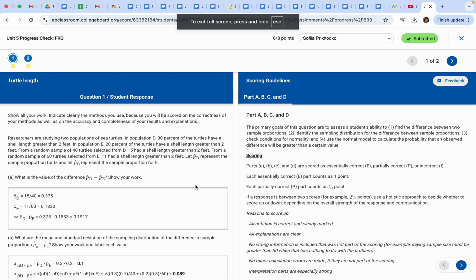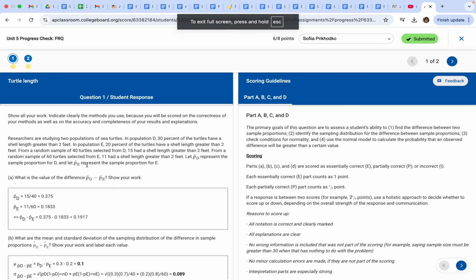College Board is here to help us with this. I think with this question, a lot of students have the first two correct, but what a lot of students fail to see is the difference between taking information from this sample, because we have in population D, 30% of turtles have a shell length greater than 2 feet. And in population E, 20% of turtles have a shell length greater than 2 feet. And then we have a sample of 40 turtles from D and 60 turtles from E.